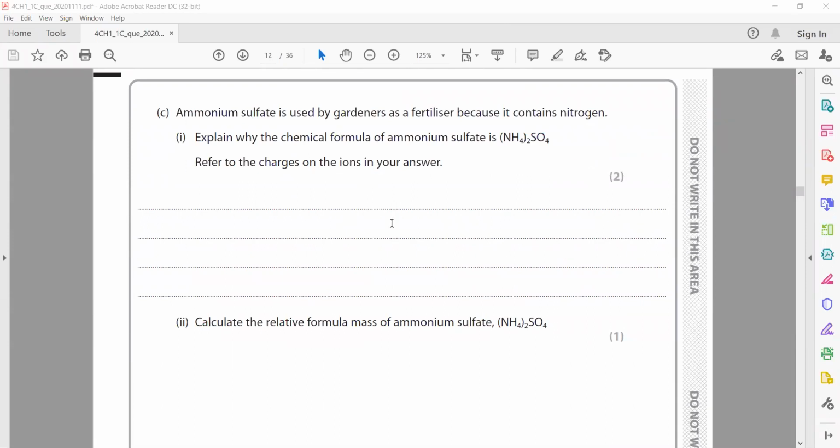Ammonium sulfate is used by gardeners as fertilizers because it contains nitrogen. Explain why the chemical formula of ammonium sulfate is (NH4)2SO4, and refer to the charges on the ions. So why is the formula (NH4)2SO4? Because ammonium valency or charge is +1 and sulfate valency is -2. So when we simplify and cross multiply the valencies, that's why the formula will be (NH4)2SO4.